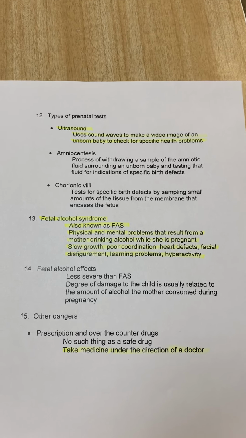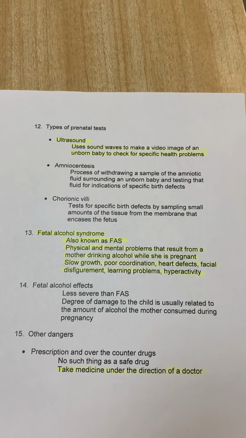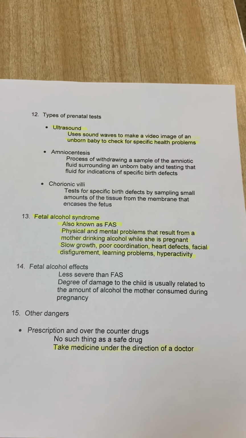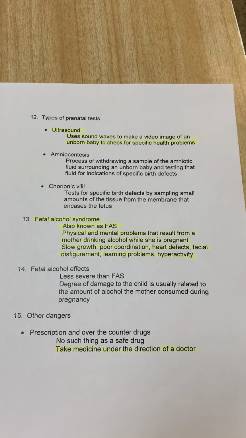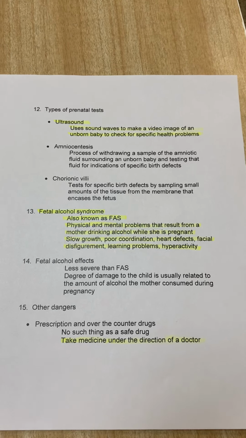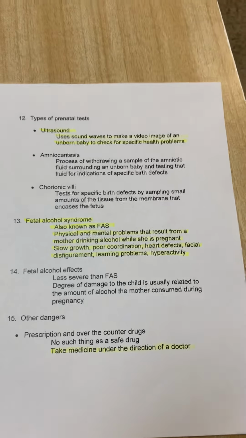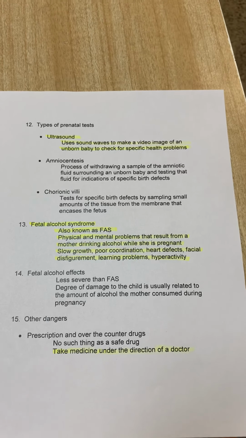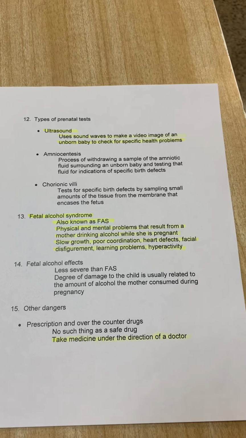Amniocentesis is often used too. That's where they withdraw a sample of amniotic fluid, so they use a special needle to withdraw that. Chorionic villi sampling is kind of like a biopsy. They remove a portion of the membrane that encases the fetus and test it.